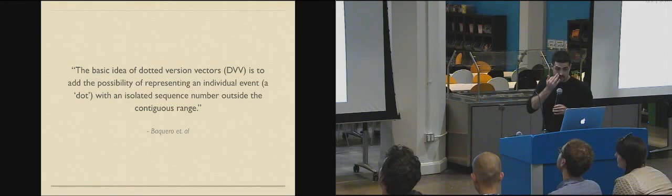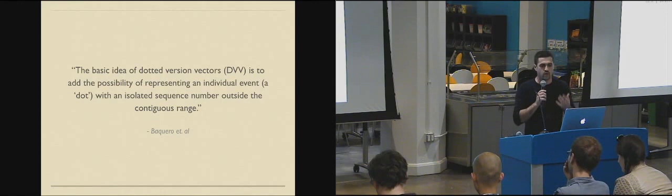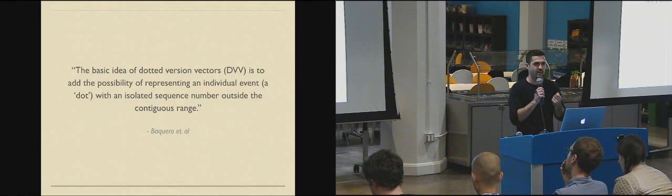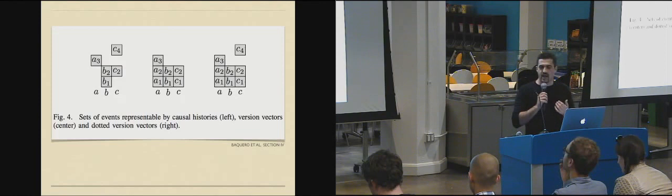So what the authors basically state is that if we can track not only this downward closed set of events, but also a unique event, so that if we have two concurrent events, we can identify them uniquely. One will be contiguous, one will not. If we can represent that, then maybe we can get things right. So it's, again, helpful to look at these things visually. The authors give us a nice visualization.